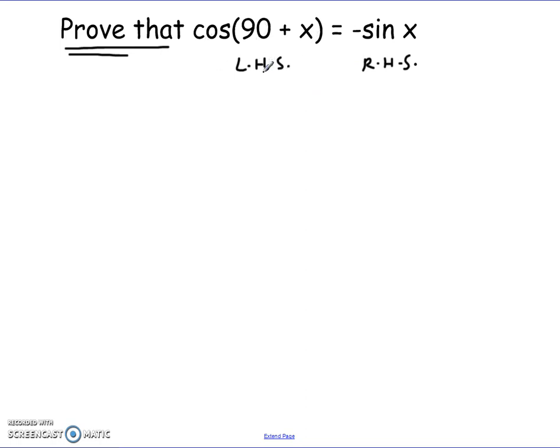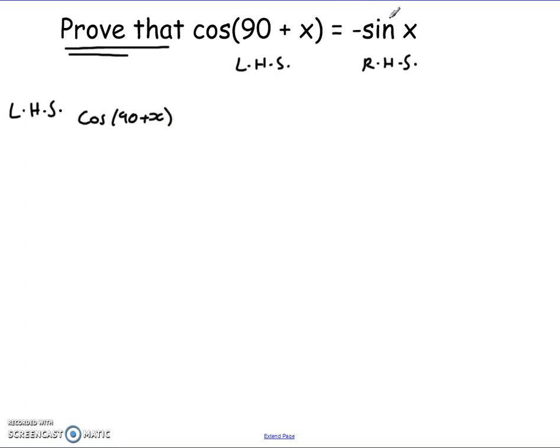Now, whenever you get a question like this, the first thing you should always do is focus on one side, take it, work it through with the trig identities you know, and get the other one. So what I would always do with this one is say to myself, the first thing I'm going to do is start with the left-hand side. So in this case, I'm going to start with cos of 90 plus x.